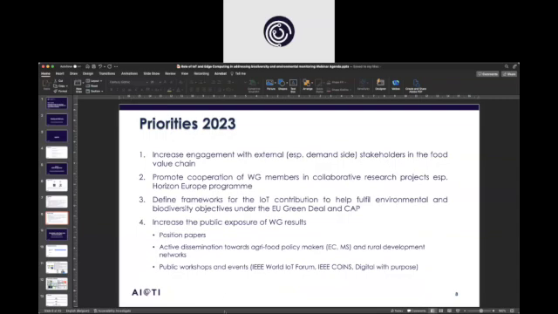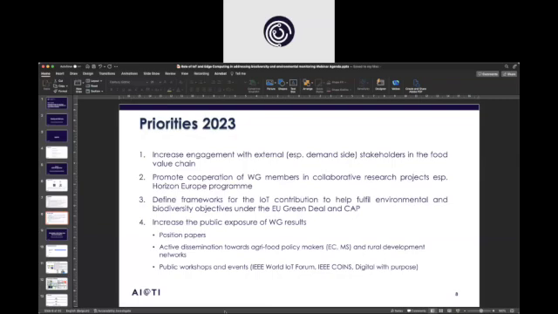Okay. So about what we are doing now in 2023, we try to establish every year at the beginning of the year the main priorities that we will try to push from our working group. One of the priorities for 2023 is to increase the visibility, the public exposure of the results of the activities that we are doing internally, and also to increase the engagement with external stakeholders, those which are not necessarily members of the working group, but are important stakeholders to be taken into account.